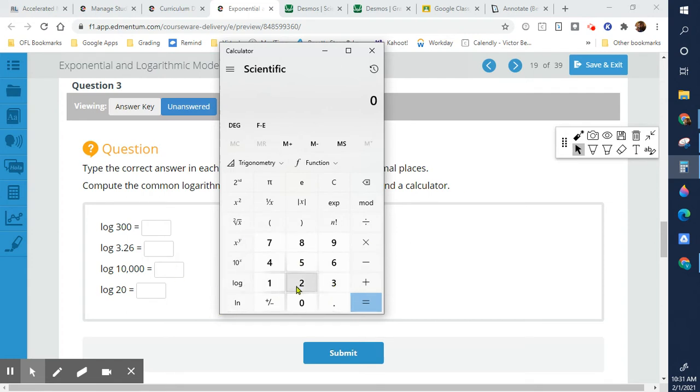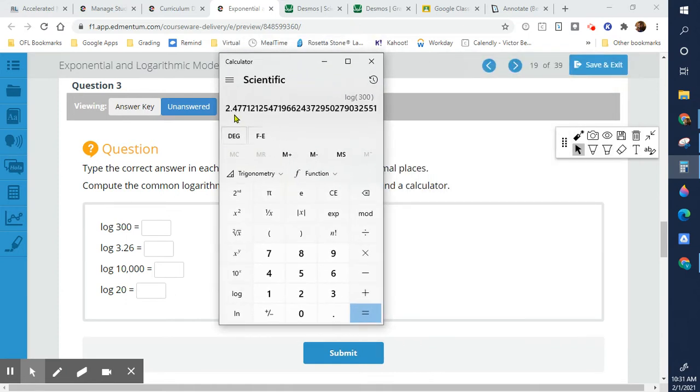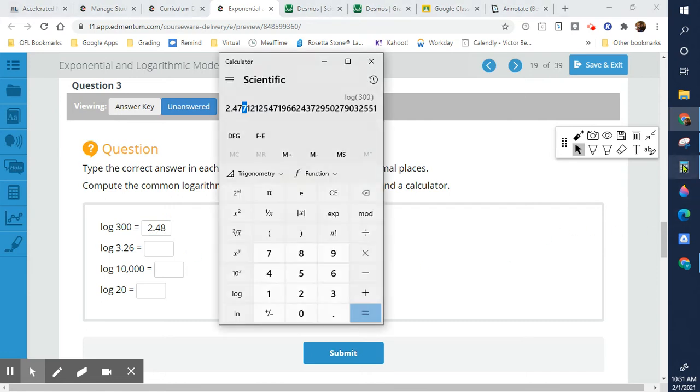Mainly because they're simple. This one, you literally have to type in 300 before you hit log. I already hate that. And they want us to do how many decimal places? 2 decimal places. So if you look here, I only want the 47, but I have to look at this 7 right here to see if I round up. It's 5 or bigger, so I round up. So that's 2.48. I'm going to do log of 3.2.